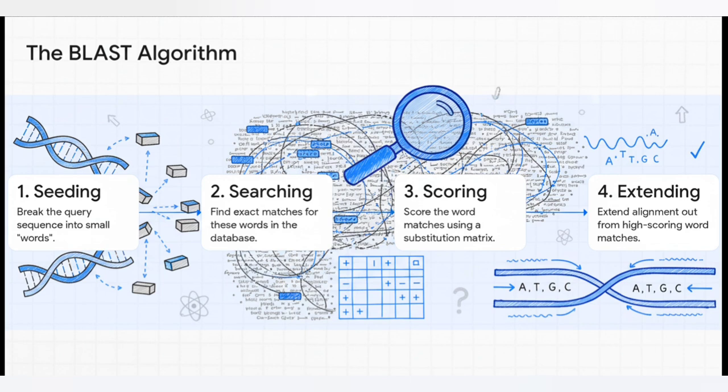It's only after it finds a promising spot that it moves to step 3 and scores them with something like BLOSUM 62. And only then does it do the really heavy work in step 4, extending the alignment outwards from that starting point. It's like searching a massive book for one specific phrase and then just reading the sentences around it.